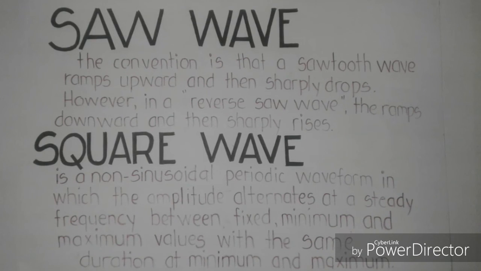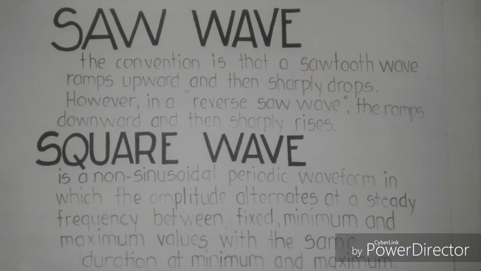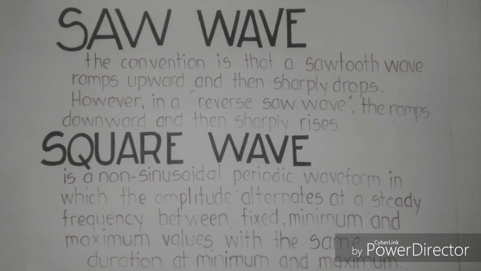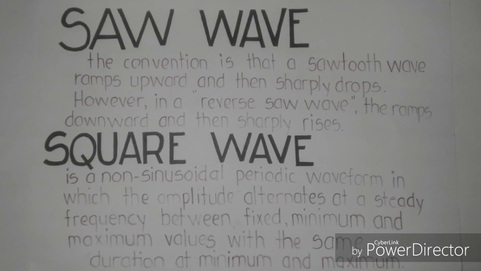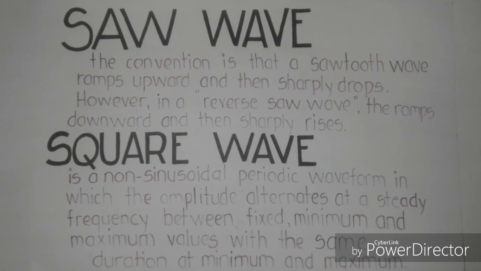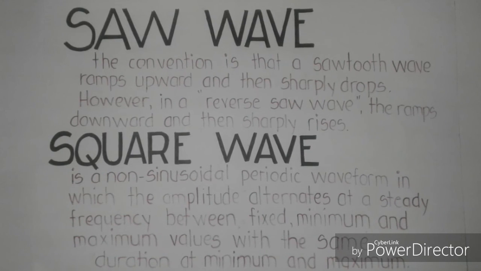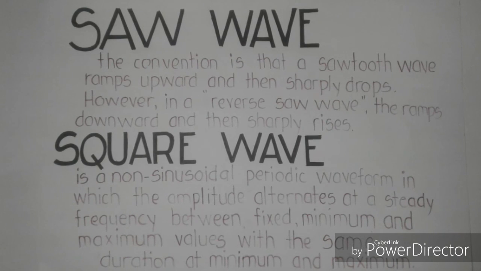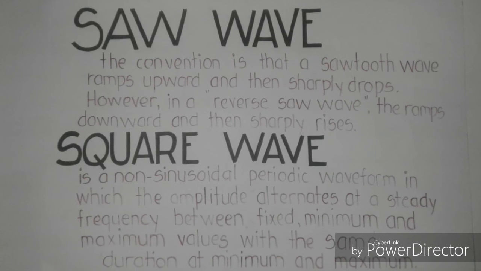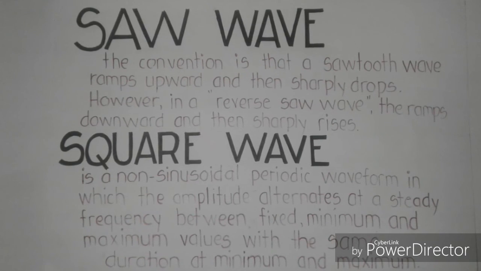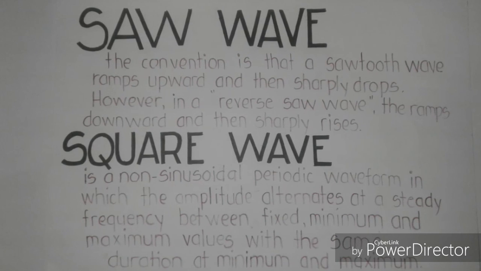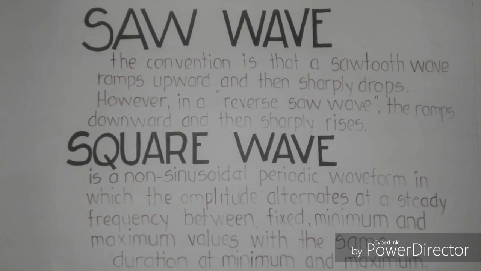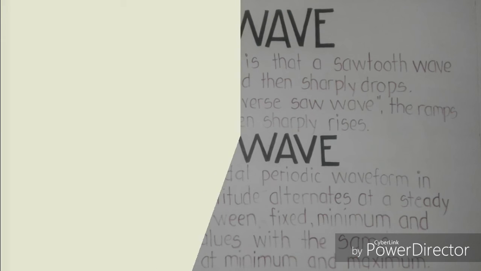A square wave is a non-sinusoidal periodic waveform, in which the amplitude alternates at a steady frequency between fixed minimum and maximum values, with the same duration at minimum and maximum. Although not realizable in physical systems, the transition between minimum and maximum is instantaneous for an ideal square wave. The square wave is a special case of pulse wave which allows arbitrary durations at minimum and maximum. The ratio of the high period to the total period of a pulse wave is called duty cycle.